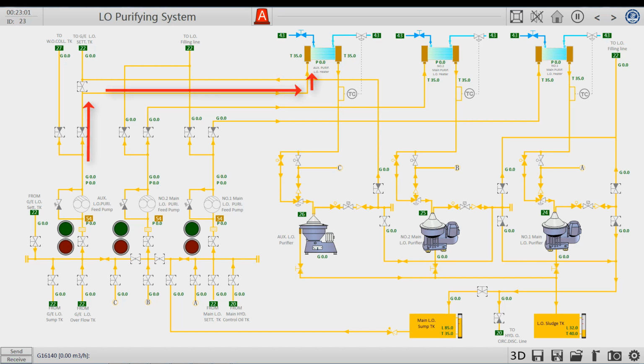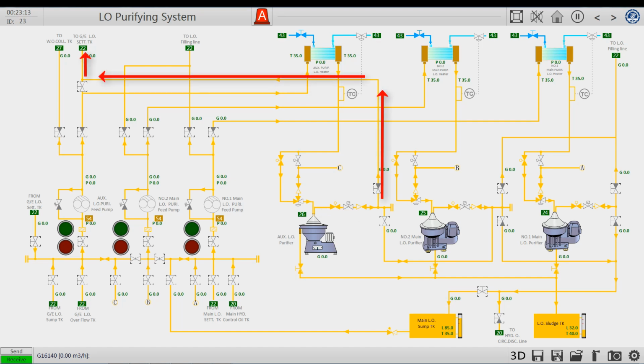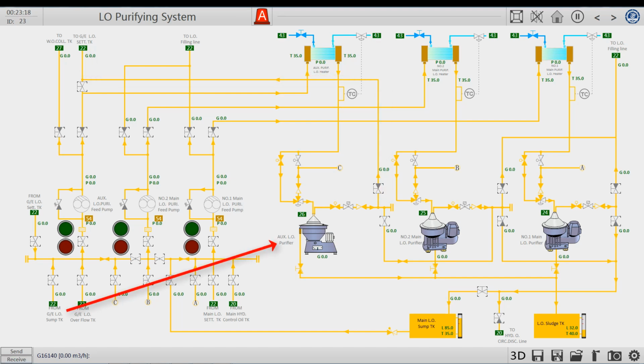Out of the heater, the oil goes through the three-way valve into the oil separator. The separated and purified oil comes out of the outlet and returns to the generator oil settling tank. Normally, when we separate the sump oil, the separated oil also returns directly to the sump, instead of going back to the settling tank. This is to ensure the quality of the oil.